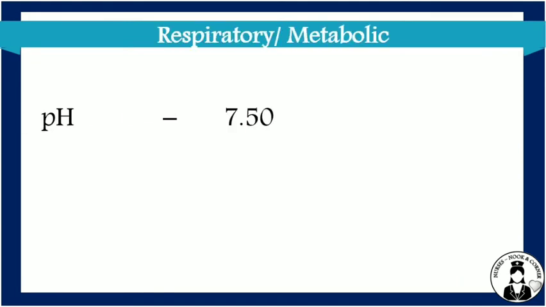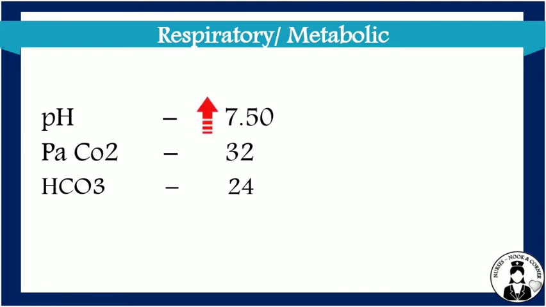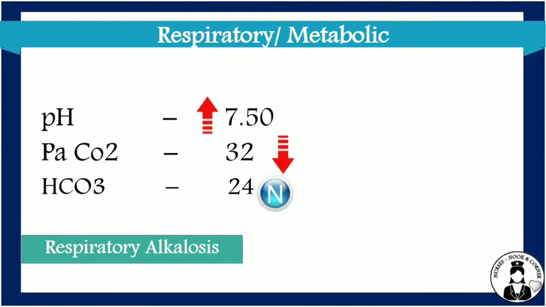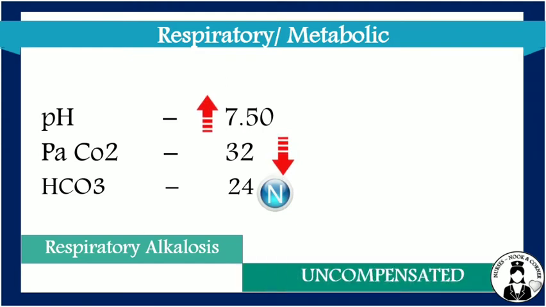Here pH is 7.50, PaCO2 is 32, HCO3 is 24, and pH is increased, that is above 7.45, hence it is alkalosis, and PaCO2 is decreased, that is less than 35, hence the condition is respiratory alkalosis. Here HCO3 is normal, hence it is uncompensated.